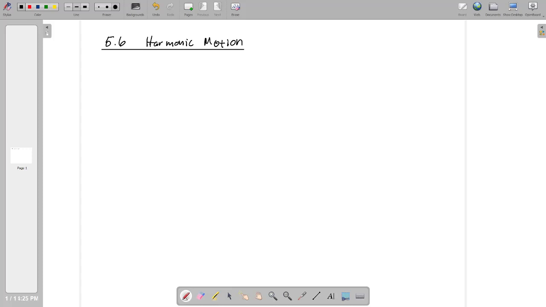Today we're going to talk about harmonic motion. We're going to start with simple harmonic motion and then we're going to move into damped harmonic motion. Now simple harmonic motion is a little bit easier because it's easily modeled with either a sinusoidal curve, the sine curve or the cosine curve.